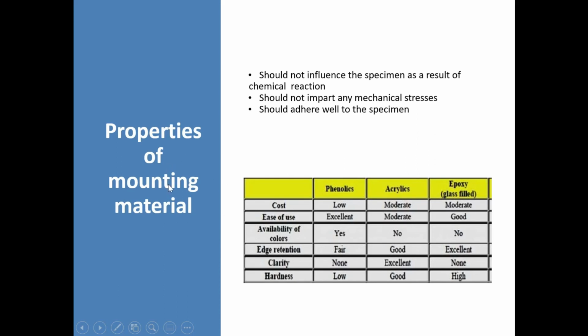So the properties of the mounting material, these are some types: phenolics, acrylics and epoxy materials. It should not influence the specimen as a result of chemical reaction. It should not impart any mechanical stresses. It should not adhere well to the specimen. So as per the availability of these properties or as per the requirement, we can select the proper material as a mount. You can observe this table, different mounts with different properties.